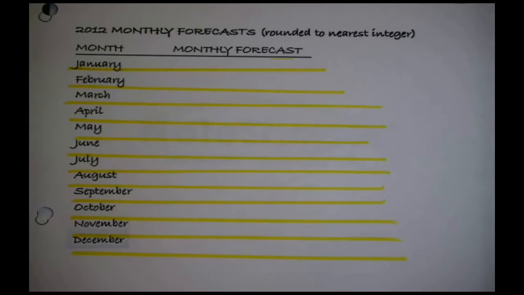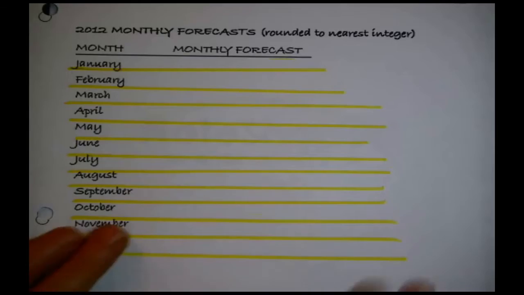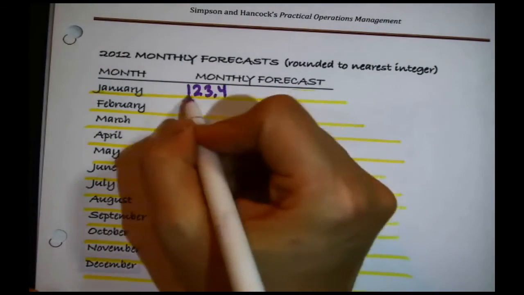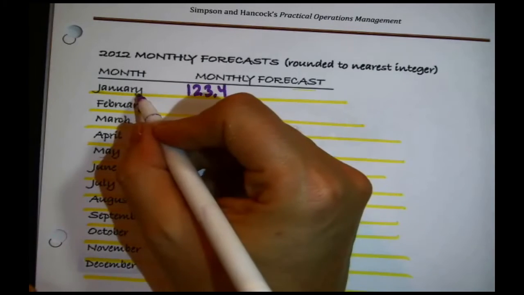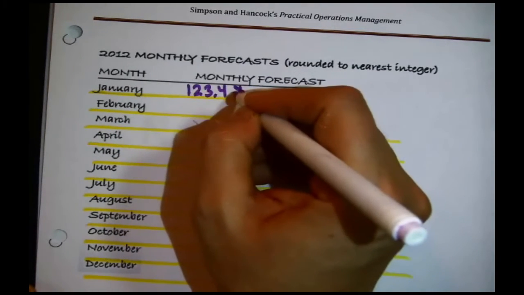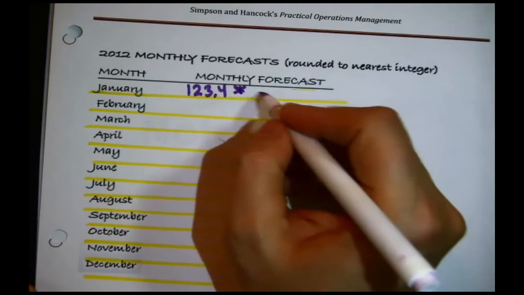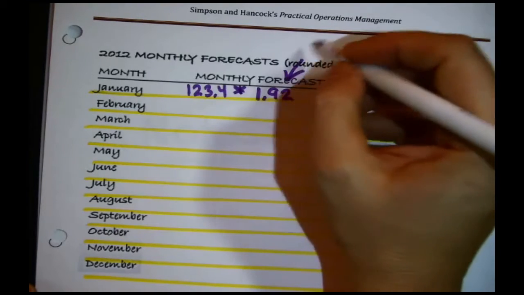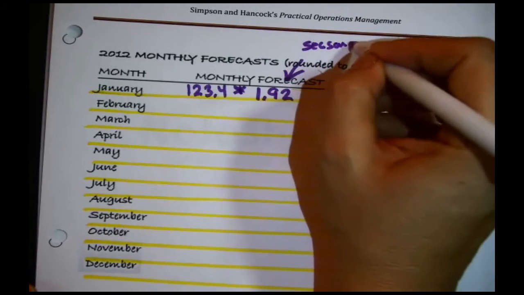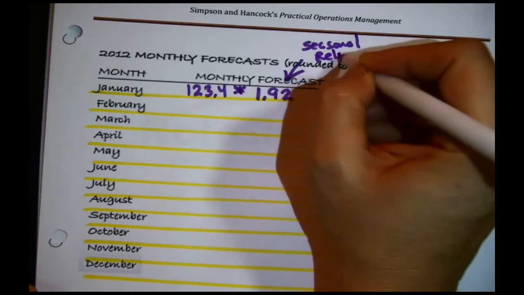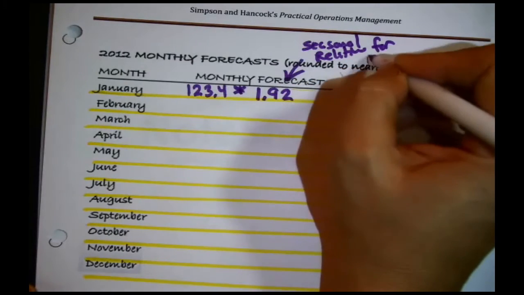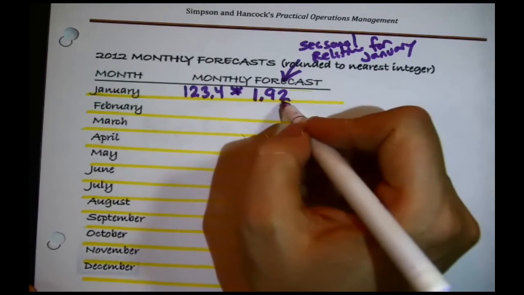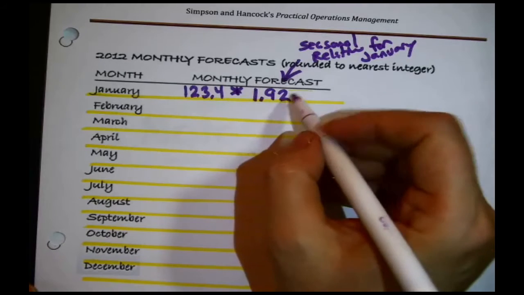Because, for instance, in January, we said, all right, we'll begin with 123.4. Of course, that's innocent of the fact that January tends to be a busy month. So multiply this number by 1.92. You say, what? Do you remember that? That was the seasonal relative specifically for January. We had found that out in an earlier analysis.